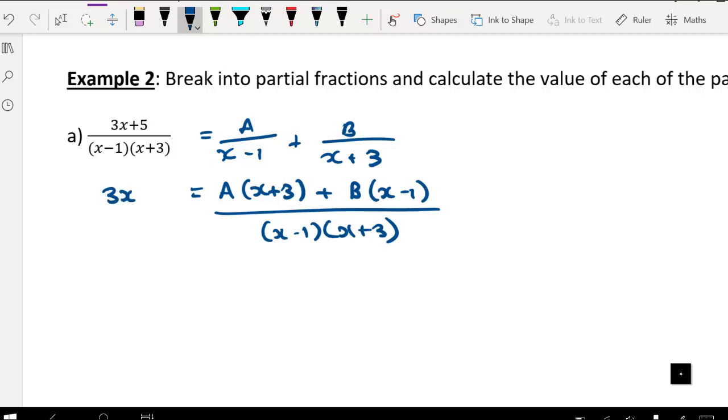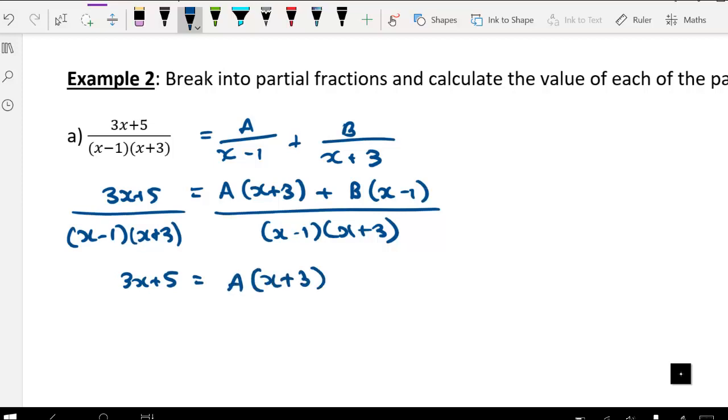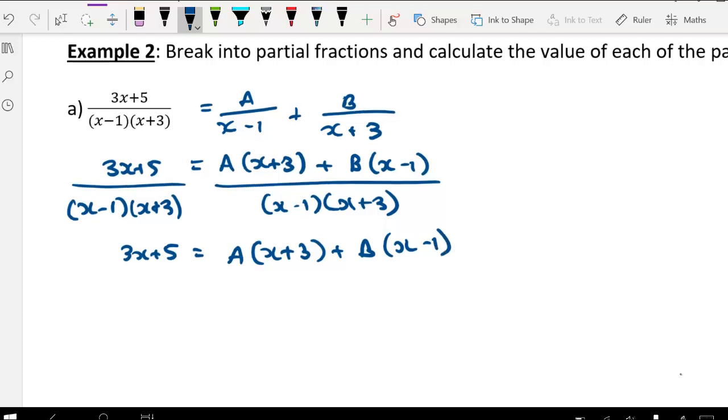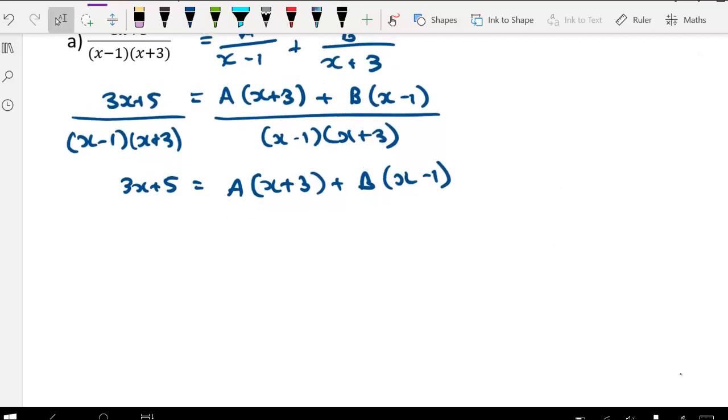So now we have 3x plus 5 on the same denominator. We can cancel the denominator and we end up with 3x plus 5 is equal to A lots of x plus 3 and B lots of x take 1. Now our goal is to calculate A and B.